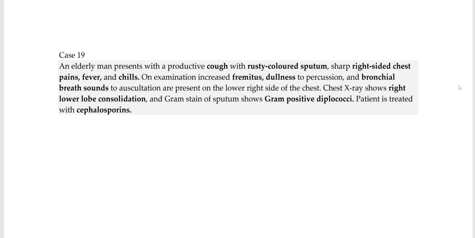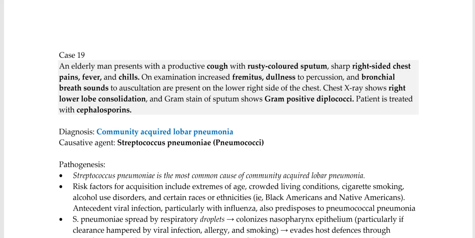So, I think you know this answer because most of the clues are given in the question itself. So all of you have guessed it right. It is pneumonia, and it is lobar pneumonia mostly because it is a lower lobe consolidation on right side. So it is located to only one lobe, and there is no history of hospitalization or hospital acquired infection. So it is most probably community acquired lobar pneumonia. The gram staining of sputum is showing gram-positive diplococci, so it is most likely Streptococcus pneumoniae or pneumococci.